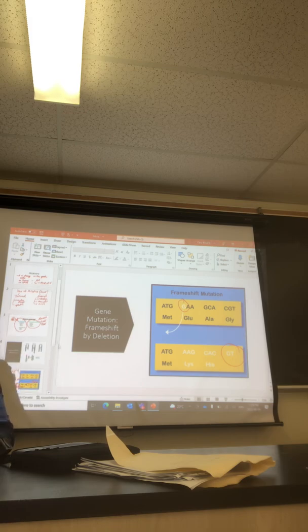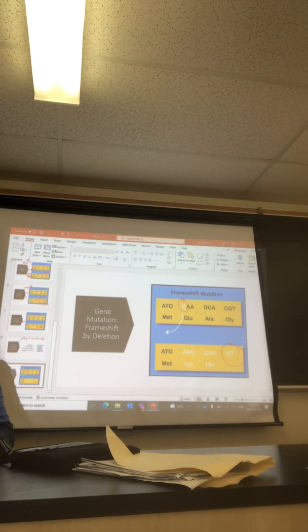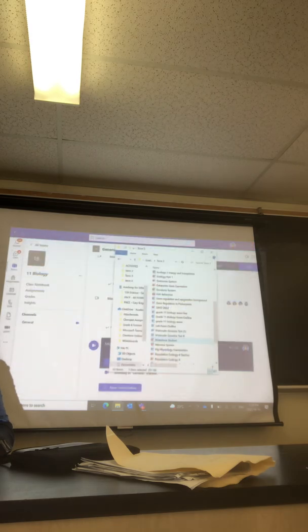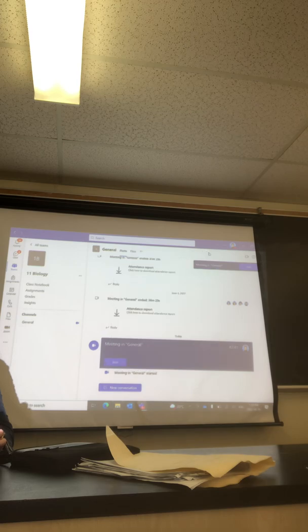What if there are multiple deletions, so that's a frameshift? Well, like I said, you can have multiple things going on. You could have more than one deletion or more than one insertion. It doesn't just have to be one, but it would still be considered an insertion or deletion.